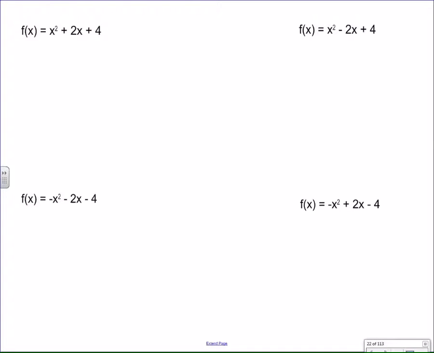We're going to learn how to analyze quadratic functions when they look like this. In class we identified this as standard form, and in standard form we're going to have to learn how to do our work just like we did with vertex form.